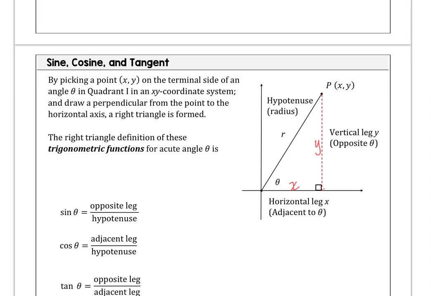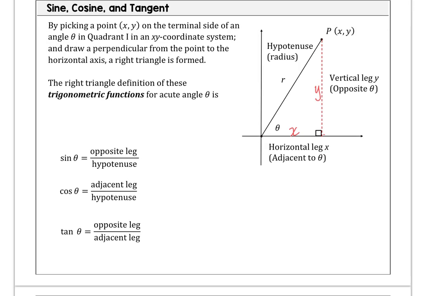So the sine is going to be the length of the opposite side by definition. So the sine of angle theta is the length of the opposite side, which is the y, divided by the hypotenuse in this case, which is r. The cosine is the adjacent leg length divided by the hypotenuse length, and the tangent is the opposite leg length divided by the adjacent leg length.